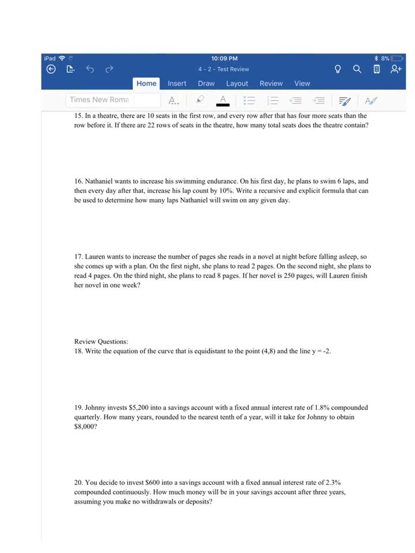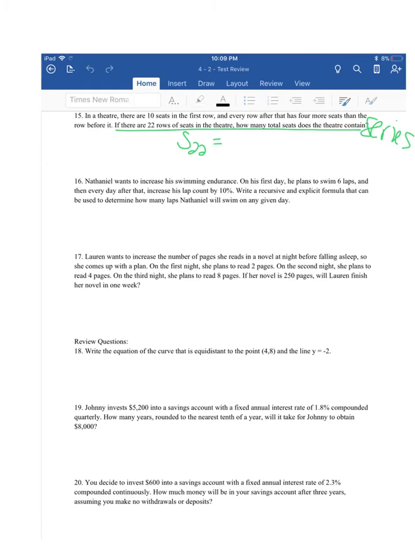Number 15. In a theater, there are 10 seats in the first row, and every row after that has 4 more seats than the row before it. So this is similar to the one that we just did. If there are 22 rows of seats in the theater, how many total seats does the theater contain? So here, this tells me I need to do a series for an arithmetic. A series means that I'm adding all of them up, because I'm not just finding how many are in a specific row. I'm finding how many are in the theater total. So here I would need to do s sub 22.